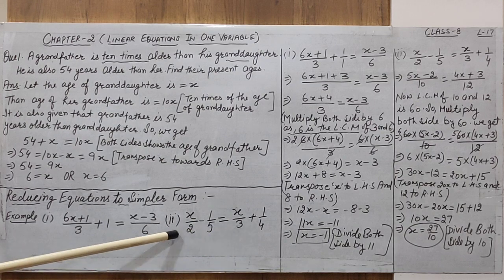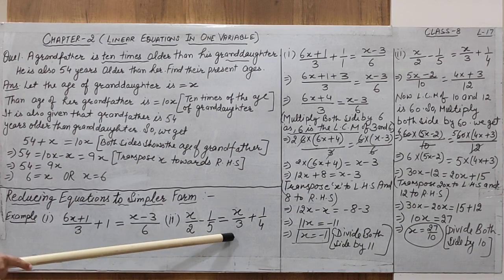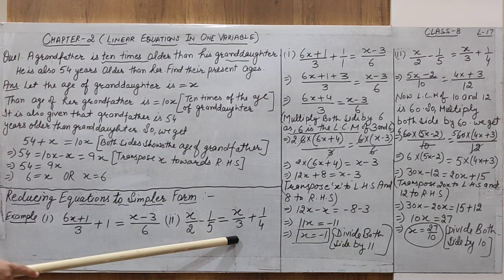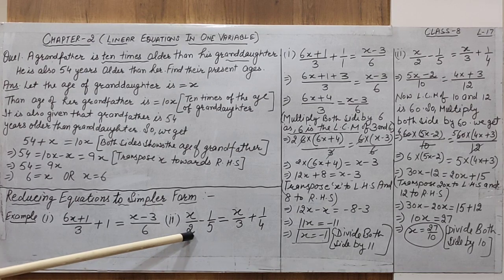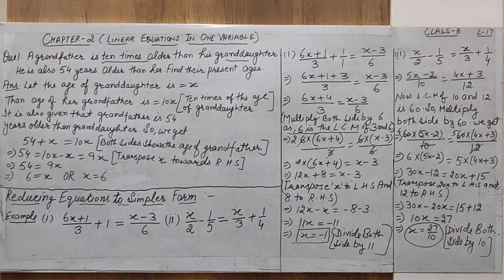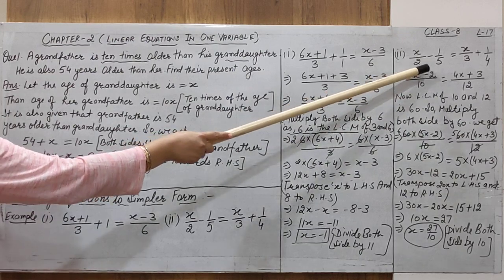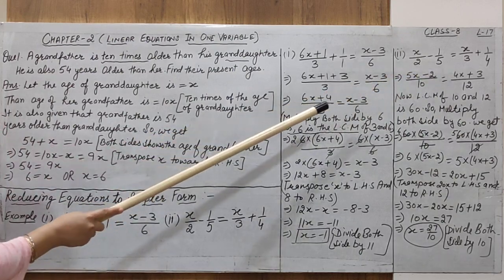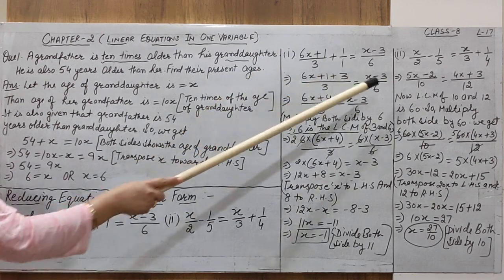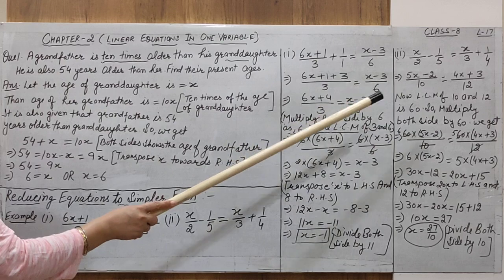Now come towards the next example. The next example is x by 2 minus 1 by 5 is equal to x by 3 plus 1 by 4, in which on the left hand side both the denominators are different. In the right hand side also both denominators are different. So our first step, we have to take the LCM of these two denominators and make them 1, so that there is only one term, one numerator and one denominator.